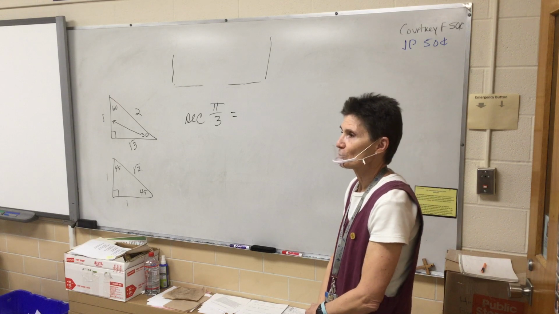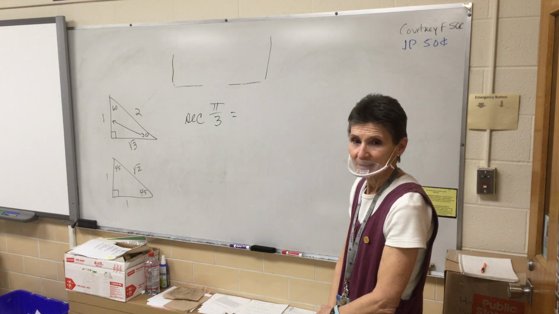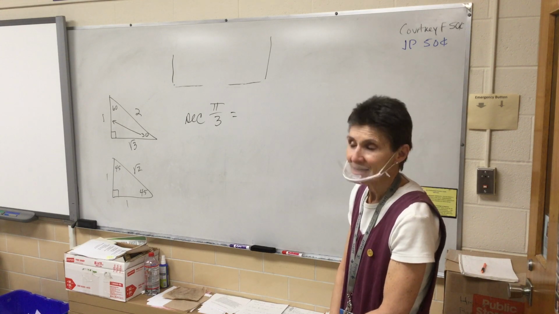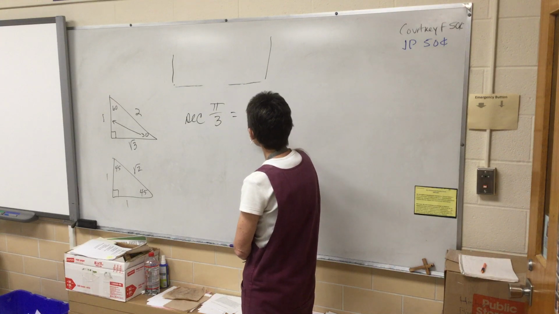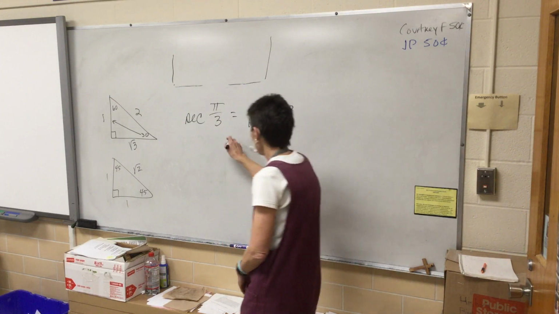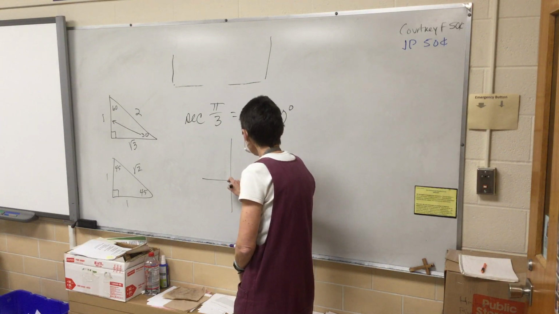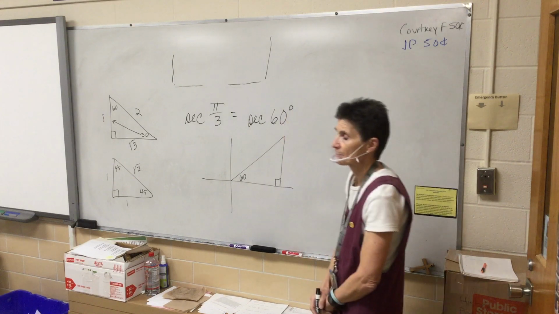Secant pi over 3. All right, here we go. Secant pi over 3. 180 divided by 3 is 60. So I'm finding the secant of 60 degrees. So I draw the same picture I always draw. Right there it is. That's a 60 this time.